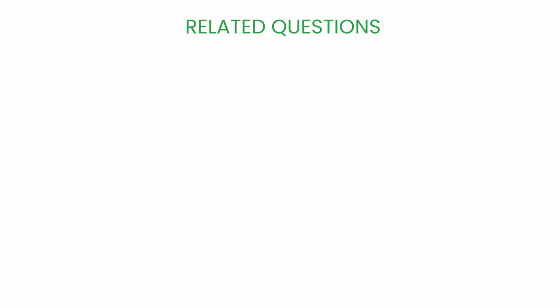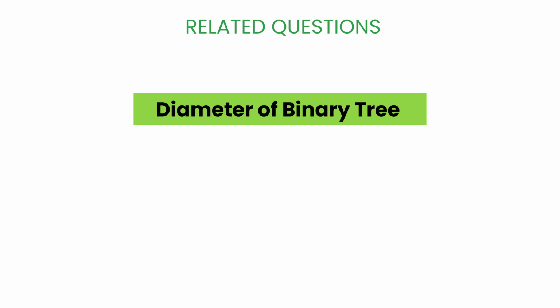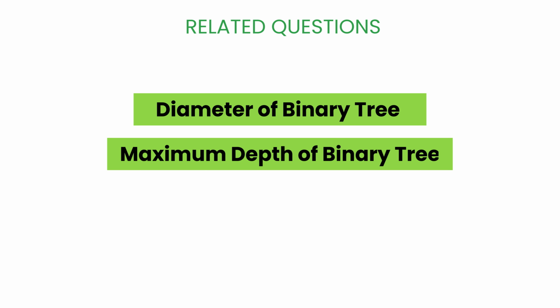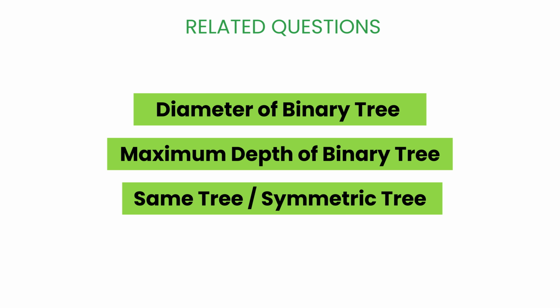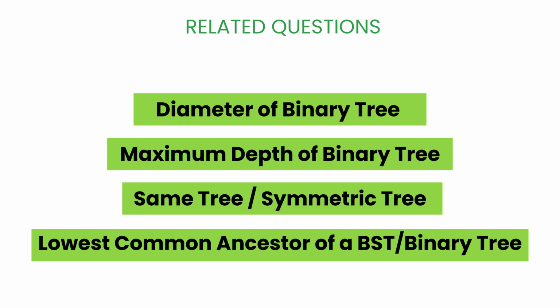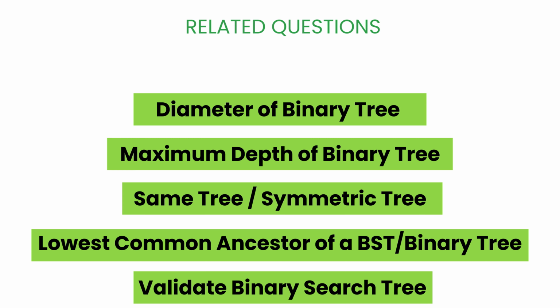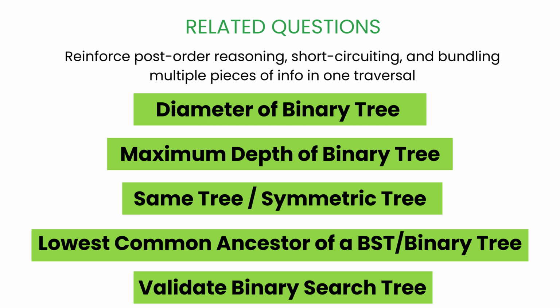Level up your tree recursion by practicing Diameter of Binary Tree, which returns height while tracking the best path, Maximum Depth of Binary Tree, pure height computation, Same Tree and Symmetric Tree, paired DFS comparisons, Lowest Common Ancestor of a BST or binary tree, which propagates matches upward like our boolean, and Validate Binary Search Tree, which carries min and max bounds during DFS. These reinforce post-order reasoning, short-circuiting, and bundling multiple pieces of info in one traversal.